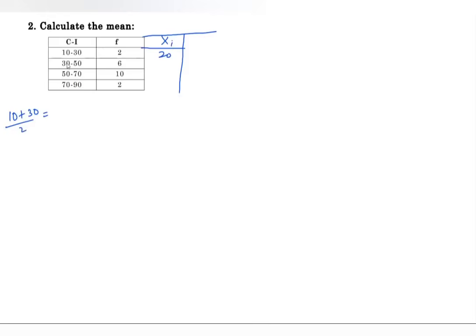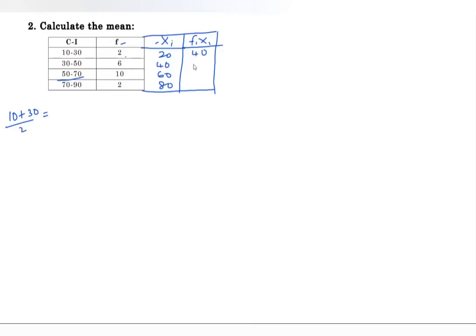In the same way, 30 plus 50 is 80, 80 by 2 is 40. Next, 50 plus 70 is 120 by 2 is 60. 70 plus 90 is 160 by 2 is 80. Now what is the next step? Next step, calculate Fi Xi. Just multiply F value and Xi value, that is 2 into 20 is 40.